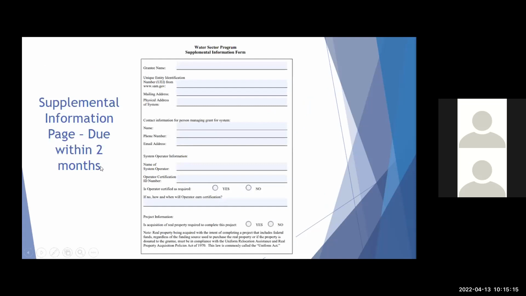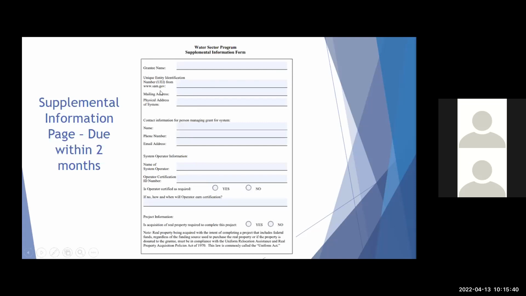The next requirement is the supplemental information page. This is just gathering some further information from you about your system and your project. Your grantee name is going to be the entire name of your system. The unique entity identification number from SAM.gov. All grantees are required to be actively registered in SAM.gov.